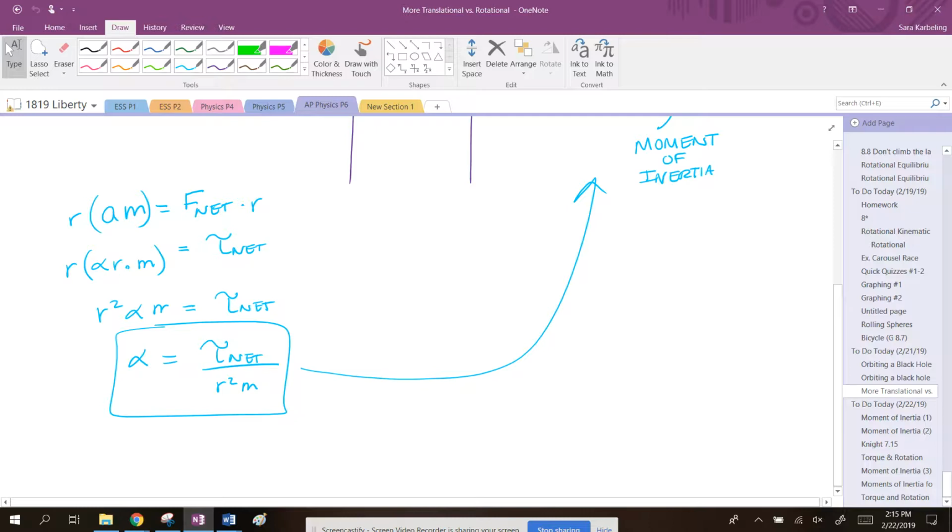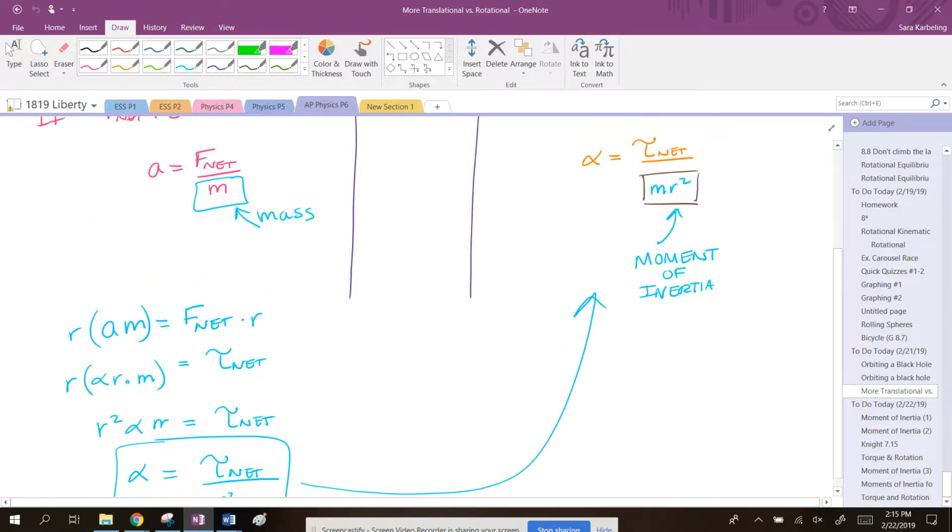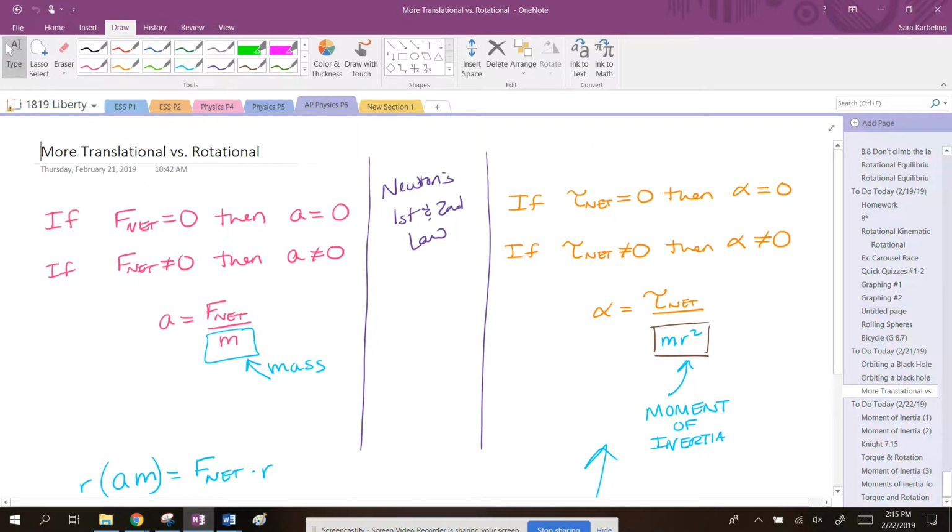But what I really want you to know, the big takeaway from that, is that unlike when we have translational motion and we're just talking about this mass thing, and this mass is really, it kind of makes my heart sink a little bit when I say it, but I'm going to say it anyway. It's kind of like the resistance to change, right?